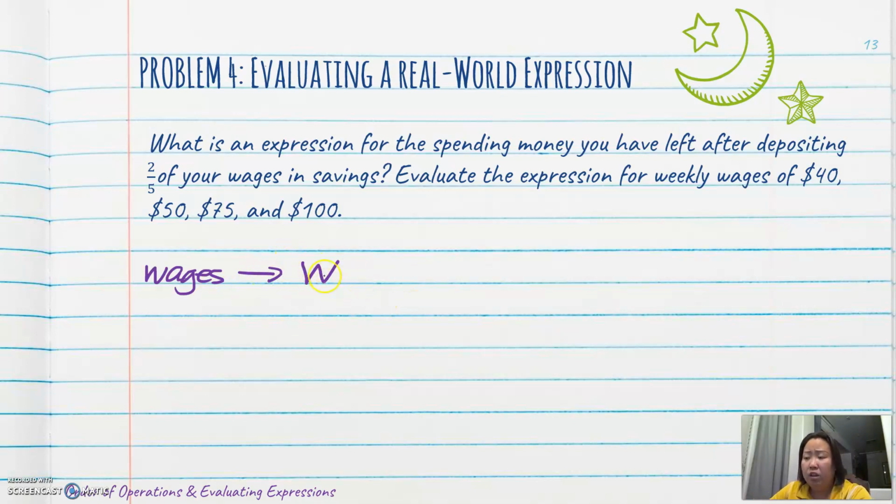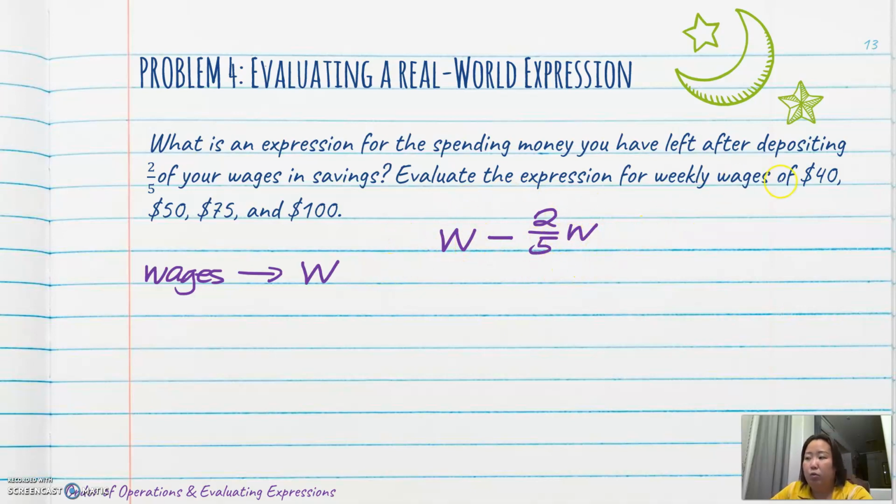Your wage is the total money that you earn, and what do you do with it? You subtract 2/5 of the wage. The word "of" indicates multiplication, it is simply the same as multiplying. The remaining money after you deposit 2/5 of your wage involves subtraction. So the wage minus 2/5 of your wage, that's the expression that we can use.